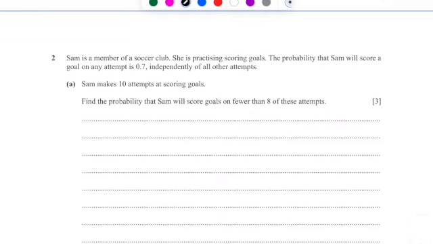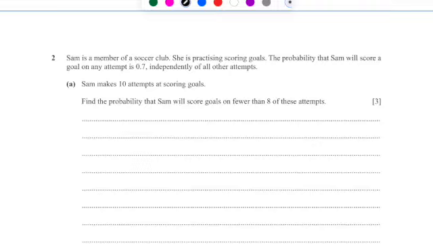Question number 2. Now this question number 2 is from probability. Now in this one, what is he telling? That Sam is a member of a soccer club. Let's read that question carefully. She is practicing scoring goals. The probability that Sam will score a goal on any attempt is 0.7.